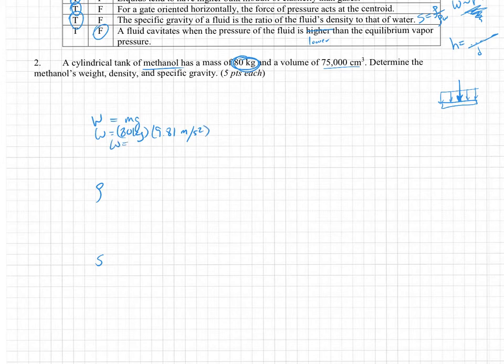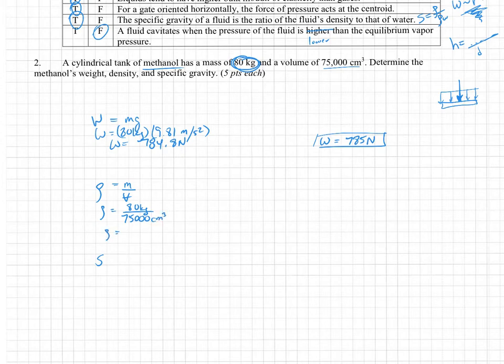So the weight equals 80 times 9.81. So that's 784.8 newtons. And then for reporting purposes, I would want you to write weight equals 785 newtons. Okay, 3 sig figs. All right, so then the density. Well, the density is defined as mass per volume. Those were given. So rho equals, the mass is 80 kilograms, and the volume is 75,000 cubic centimeters.